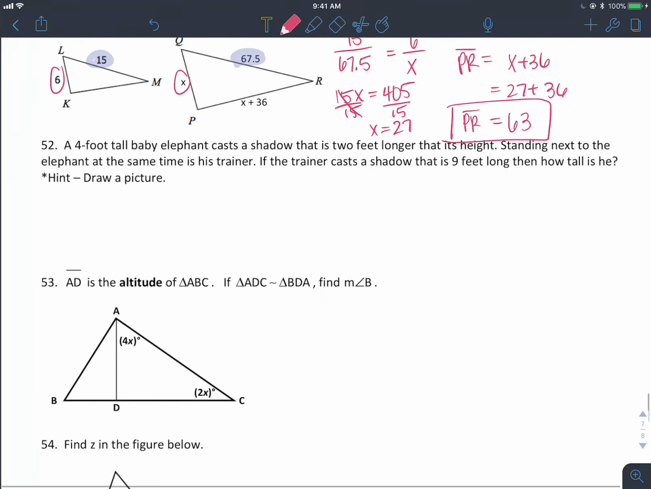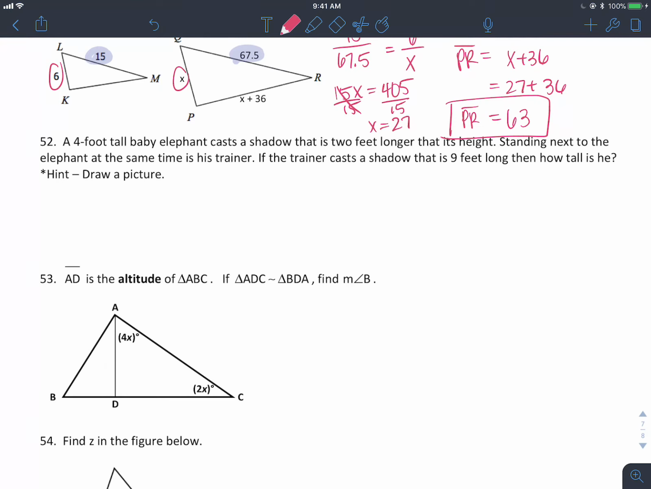All right, moving on to number 52. So 52 is a 4-foot tall baby elephant. A 4-foot tall elephant casts a shadow that is 2 feet longer than its height, meaning the shadow has a length of 6. Then, standing next to the elephant is his trainer. The trainer casts a shadow that is 9 feet long.